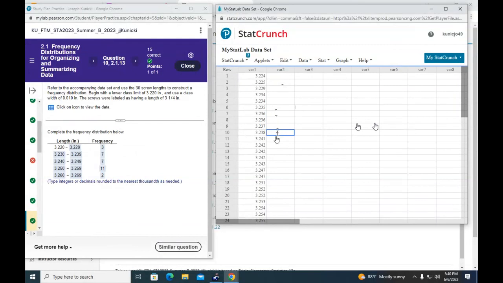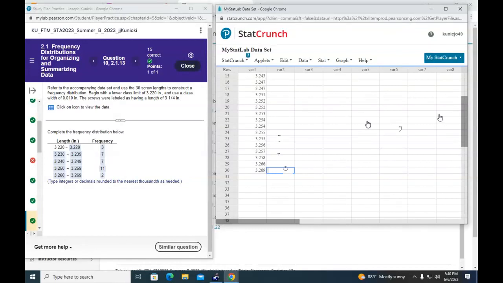Up to 249, 1, 2, 3, 4, 5, 6, 7. Up to 259, 1, 2, 3, 4, 5, 6, 7, 8, 9, 10, 11. And then the last one has 2. So you can do it that way. But I would recommend using one or the other, whichever is easier for you. With the graph, you have to make sure you get the right starting point. They essentially gave us the starting point.